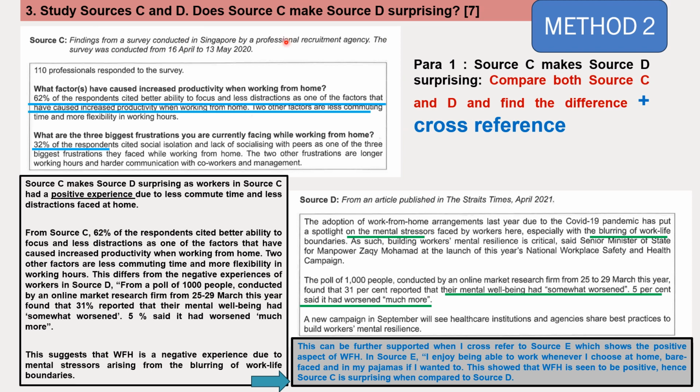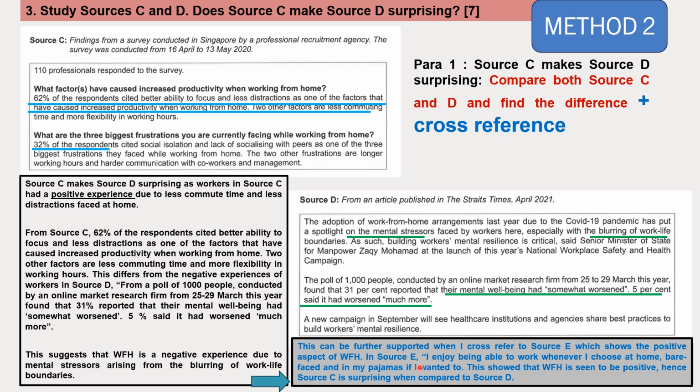All right, so source C makes source D surprising because both of them are saying different things. Source C is saying positive, source D is saying negative. It is surprising because source C does tell you about the positive aspects of working from home. So whatever source C is saying is actually the opposite of whatever source D is claiming. That means source C is saying things are quite positive.